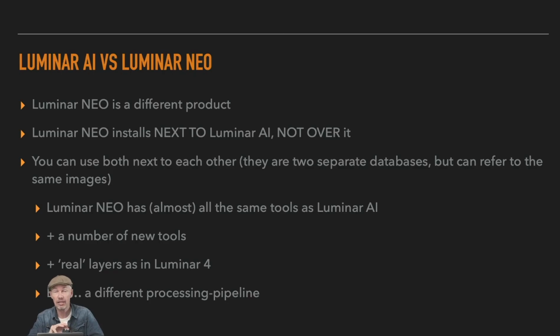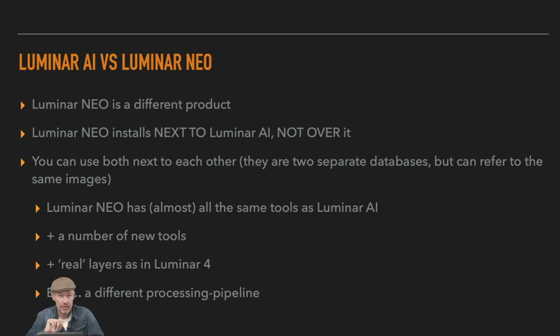All right, good. Now, for those of you who already use Luminar AI, which is basically the predecessor to Luminar Neo, Luminar Neo is a different product, right? It installs next to Luminar AI. It doesn't override Luminar AI, which means that your Luminar AI catalog is maintained even when you start to use Luminar Neo. It also means that you could actually use both next to each other, as they are two separate databases basically, but they can refer to the same images, right?